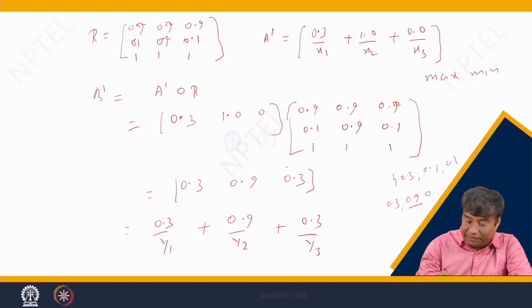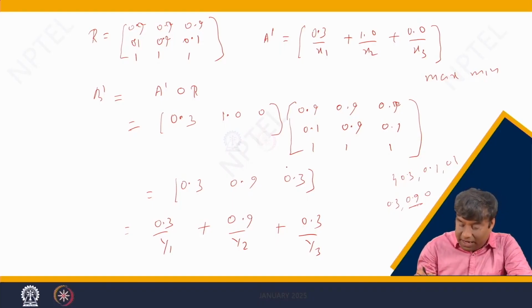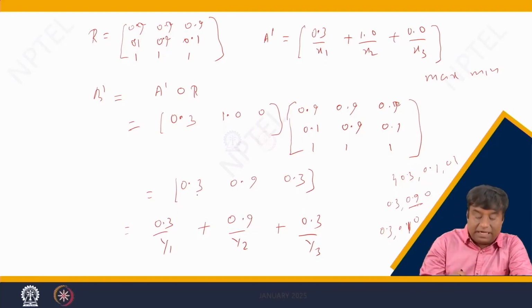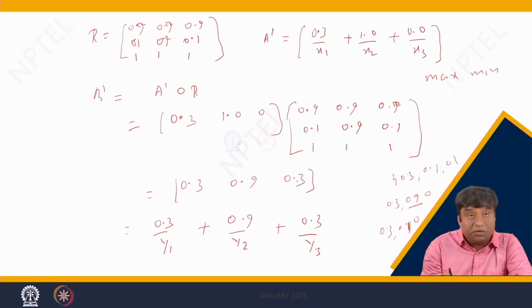Similarly here, in the max-min of 0.3 and 0.9, the minimum is 0.3, then the minimum is 0.1, then the minimum is 0, so the maximum is 0.3. That is the max-min composition. So the output is 0.3 by y1 plus 0.9 by y2 plus 0.3 by y3. So that is it.